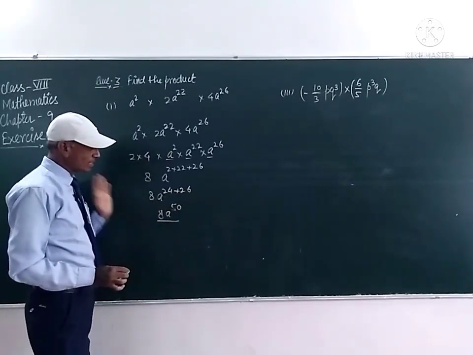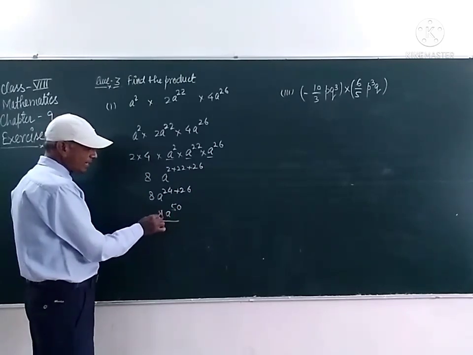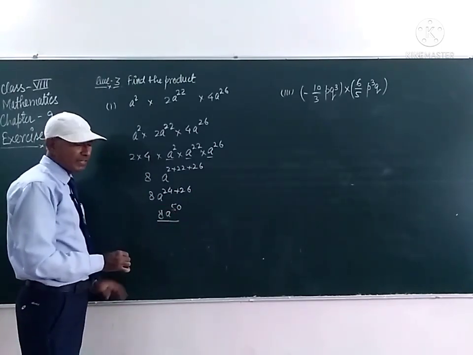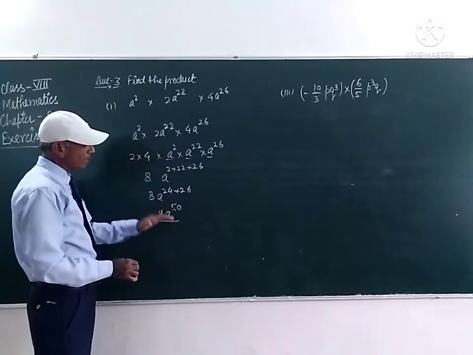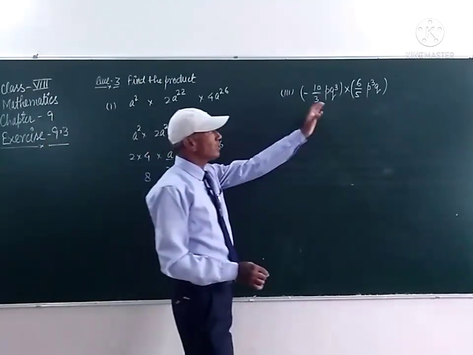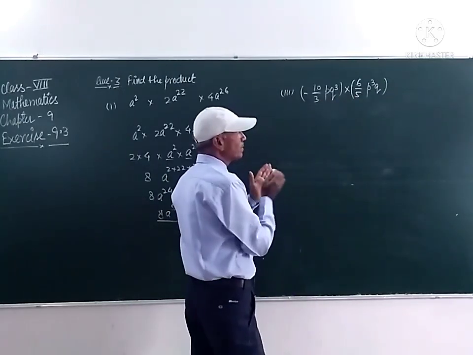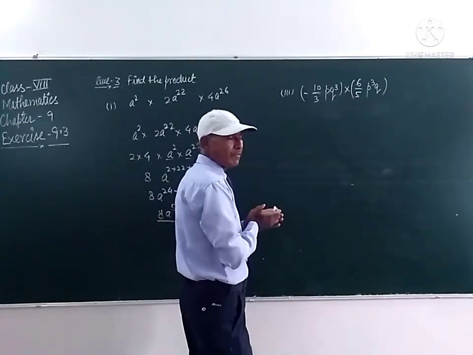24 plus 26, it is 50, student. So the answer will be 8a to the power 50. After finding the product, it will be 8a to the power 50. Now in this, student, first of all multiply the numbers with numbers and variables with variables.